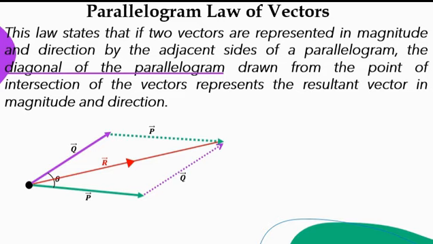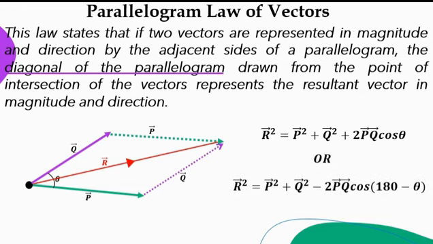So the mathematical representation of the resultant is given by cosine rule. I will strongly counsel that you go back to mathematics and review your cosine rule, just in case you are not familiar with that, because the scope of this lesson does not capture the explanation of cosine rule in details. So from cosine rule, we have it that r squared is equal to p squared plus q squared plus 2pq cos theta, or r squared is equal to p squared plus q squared minus 2pq cos (180 minus theta).